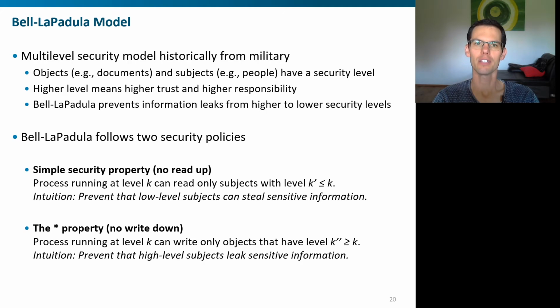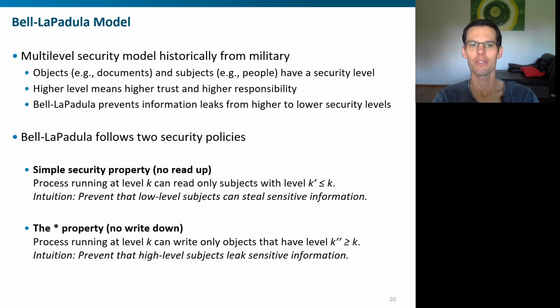The higher your level is, the more trust you have, and the higher is also your responsibility. The one goal of Bell-LaPadula, which is also guaranteed in theory, is that Bell-LaPadula can prevent information leak from higher to lower security level. In short, if a general creates a super sensitive document, the general does not want the foot soldiers to be able to read that document. This is what we call information leak.